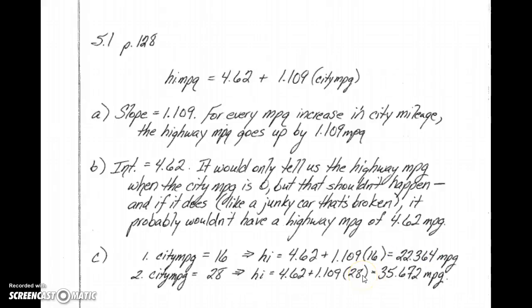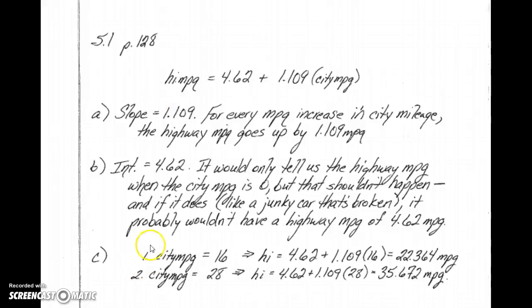And if we put a 28 here, go through the same calculations, we get 35.672. Now this isn't going to be exact. This is a prediction. When we're using this regression equation, we usually have data on this and we're trying to predict this. But on average, based on the data that we've seen, this is our prediction for what the highway mileage would be.